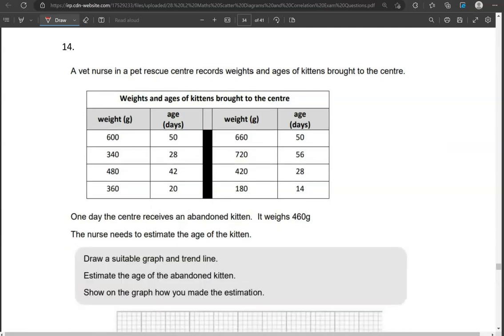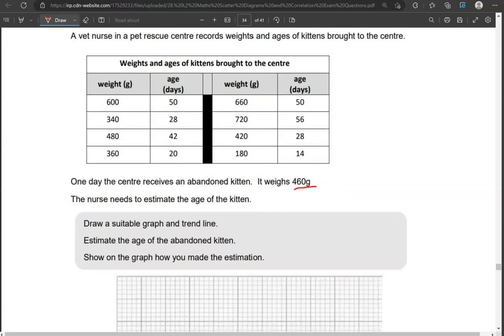A vet nurse in a pet rescue center records weights and ages of kittens brought to the center. One day the center receives an abandoned kitten. It weighs 460 grams. The nurse needs to estimate the age of the kitten. Draw a suitable graph and trend line. Estimate the age of the abandoned kitten. Show on the graph how you made the estimation.